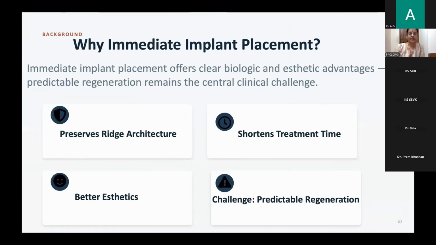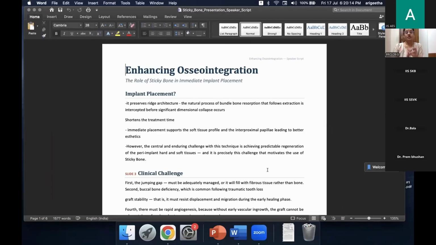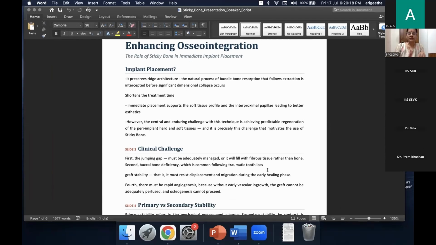So what are the clinical challenges of using an immediate implant? The first one is the jumping distance. If this is not adequately managed, it will fill with fibrous tissue rather than bone. Second is buccal bone deficiency, which is common during traumatic tooth loss. And third is graft stability. That is, it must resist displacement and migration during the early healing process.